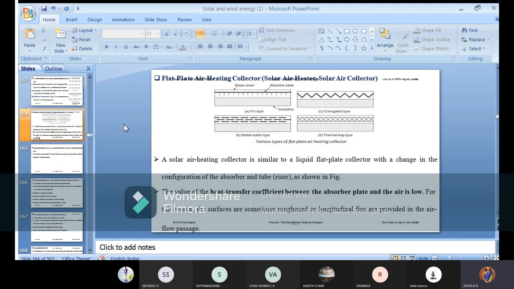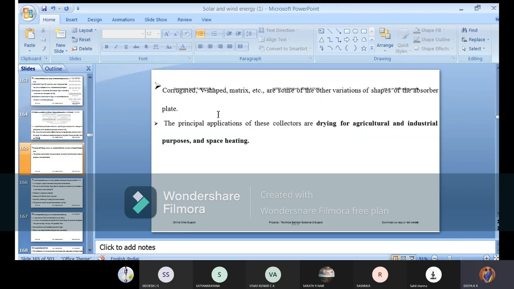Next, the principle of these collectors: where can we prefer them? Because for air, a flat plate thermal collector, where can I use it? Solar liquid collectors, we are saying, are used in boilers for daily purposes, for heating of water. But in this air case, where can I use it? They have very clearly given: this is for drying for agricultural and industrial processes and space heating.